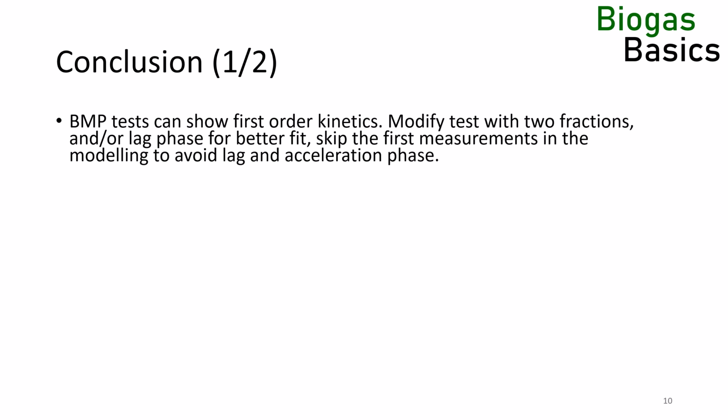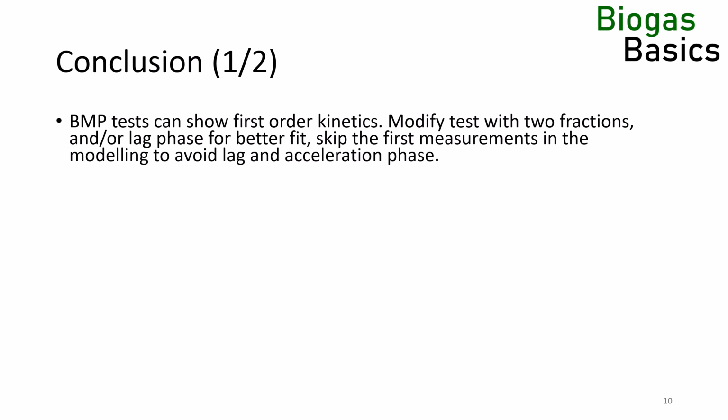Let's recapitulate. To gain some insight into microbial growth, we start with the batch test, also called biomethane potential, BMP, or biogas potential test. Here, substrate is mixed with inoculum and biogas is produced. If there is enough inoculum, the resulting biogas production follows a first-order kinetic.